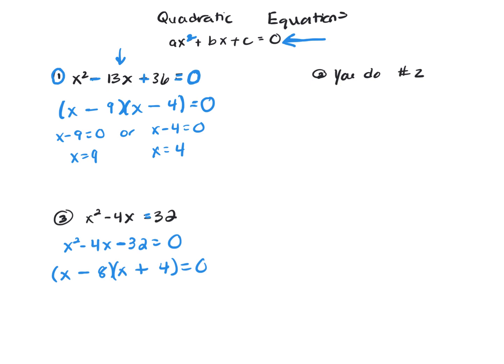And this checks, you get negative 4x in the middle. You check it, make sure you know what you're doing. And then set each factor equal to 0. X minus 8 equals 0, or x plus 4 equals 0. Solve these linear equations. You get x equal 8, x equal negative 4.